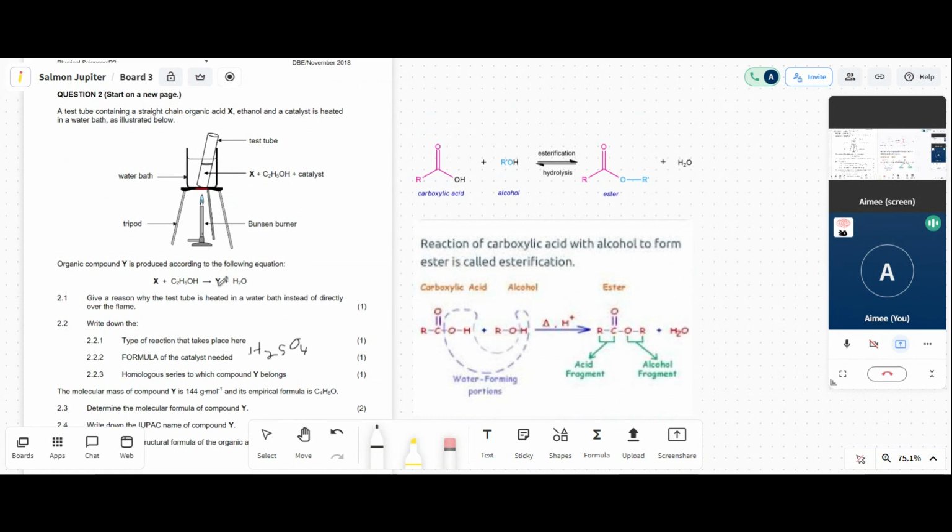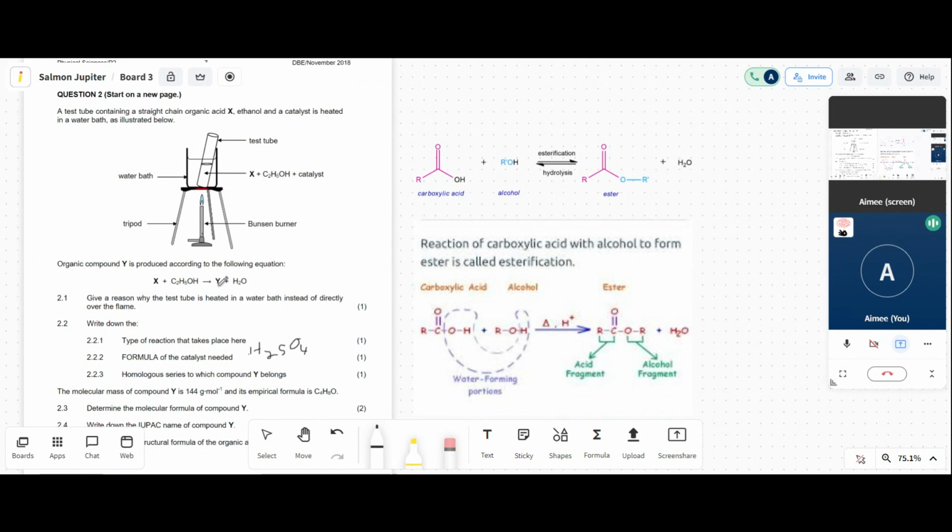Then the molecular mass of compound Y is 144 grams per mole, and its empirical formula is C4H8O. So 2.3 says determine the molecular formula of compound Y. Just a reminder that esterification uses a carboxylic acid and an alcohol to form an ester that has both a fragment of acid and a fragment of alcohol.